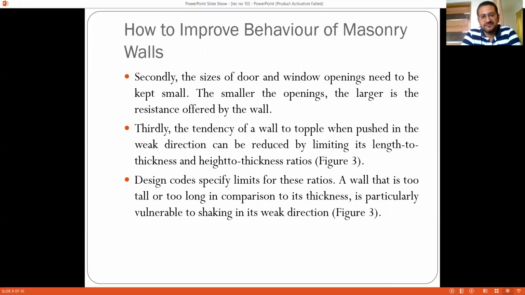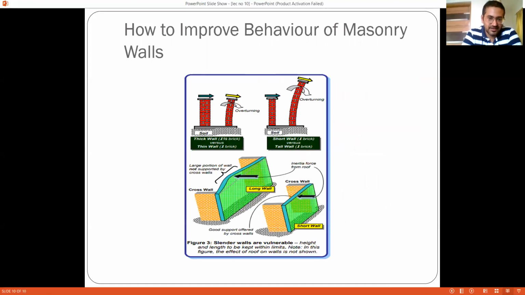And design codes specify limits for this ratio, as IS 1905 and IS 4326 give us guidelines for the aspect ratios for several walls based on their thickness. A wall that is too tall or too long in comparison to its thickness is particularly vulnerable to shaking in the weak direction. Right. So the same thing is shown here in the figure, where the soil condition is shown and also the thickness of the wall, and along with that the effect is also shown, that is, the short wall and the thick wall, both are shown.